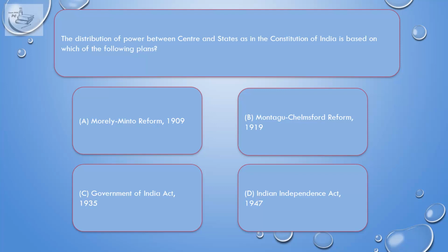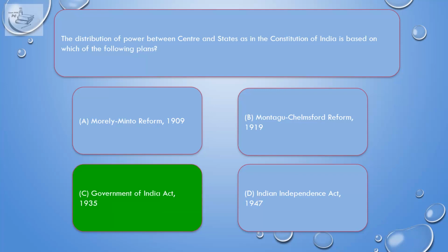Question: the distribution of power between centre and states as in the Constitution of India is based on which of the following plans? A. Morley-Minto Reform, 1909. B. Montagu-Chelmsford Reform, 1919. C. Government of India Act, 1935. D. Indian Independence Act, 1947. Correct answer is C. Government of India Act, 1935.